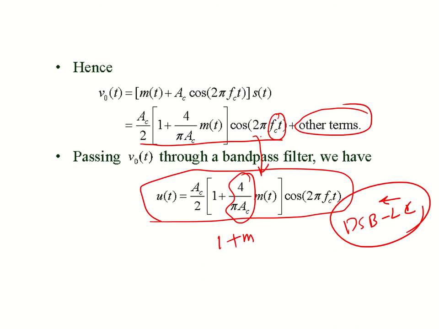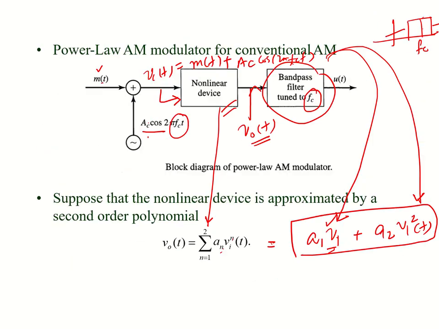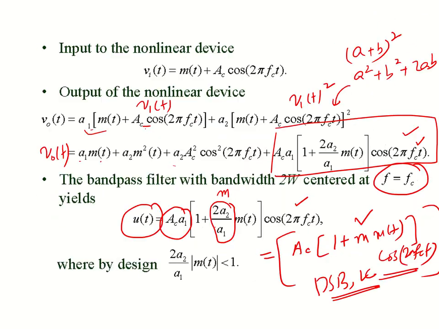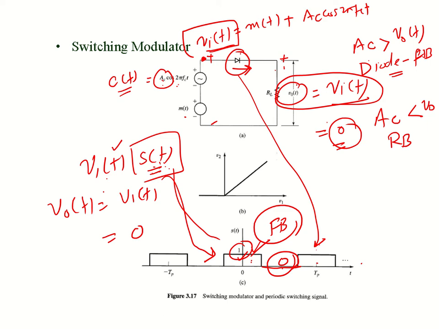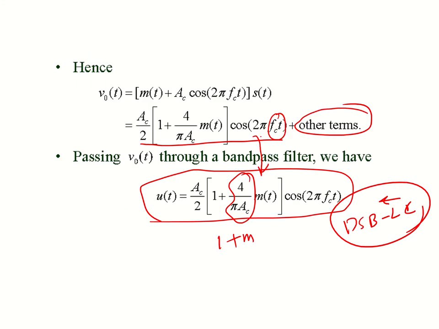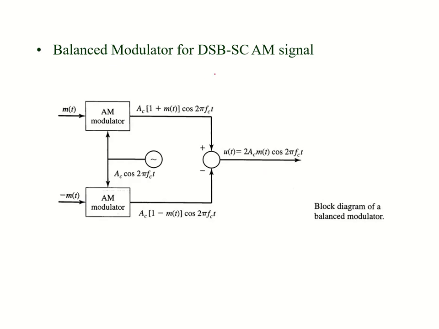So there are two methods which we have discussed here. One is the power law modulator, the nonlinear device, and the second one is the switching modulator. For the double sideband suppressed carrier, there is the product modulator, or balanced modulator. This is the technique which we learned in the previous lectures.